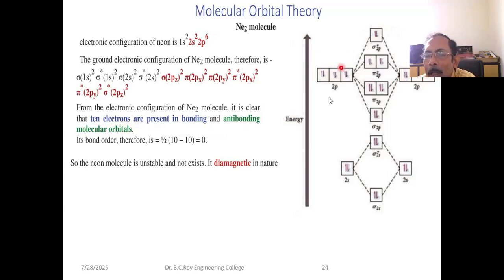Now neon, all the electrons are filled. In the outermost level, we can get 16 electrons here. So the neon electronic configuration has a total of 20 electrons, totally filled, and there is no unpaired electron. That's why the bond order will be 0 and the molecule does not exist, and if it could exist, it would be diamagnetic.